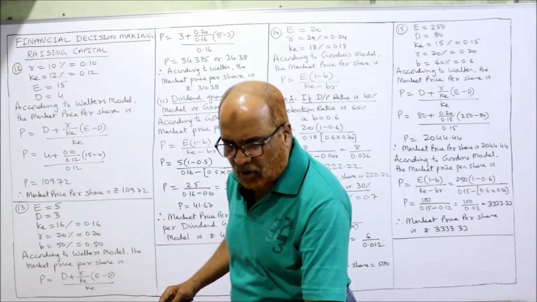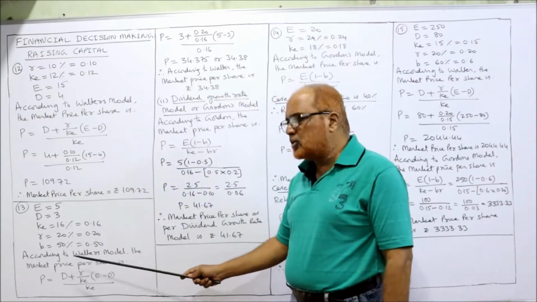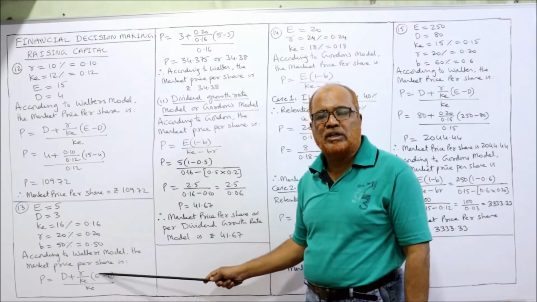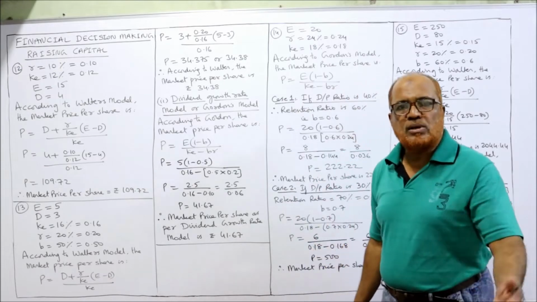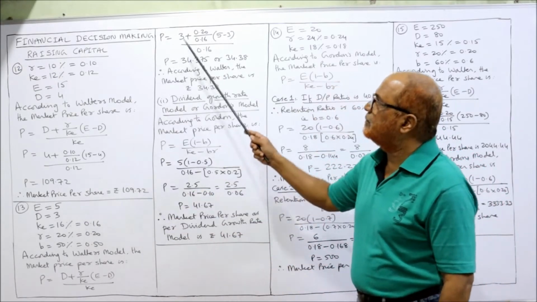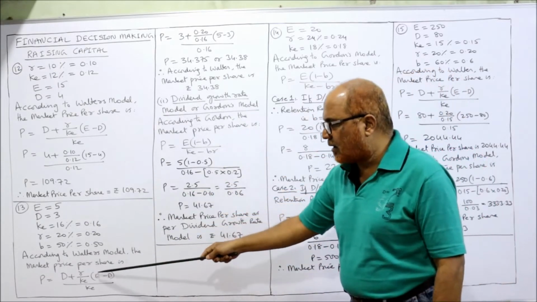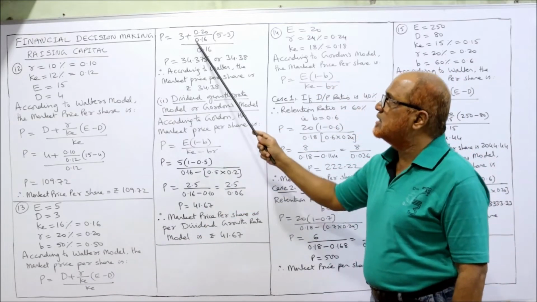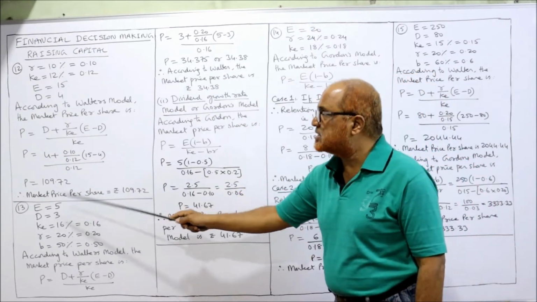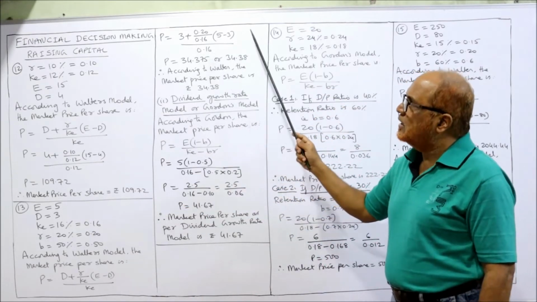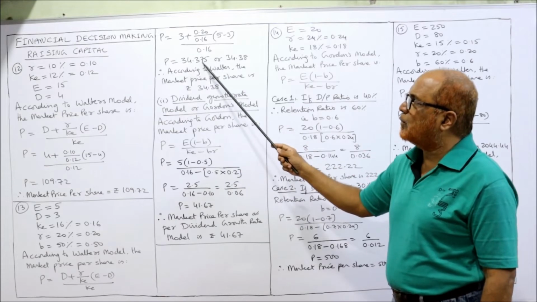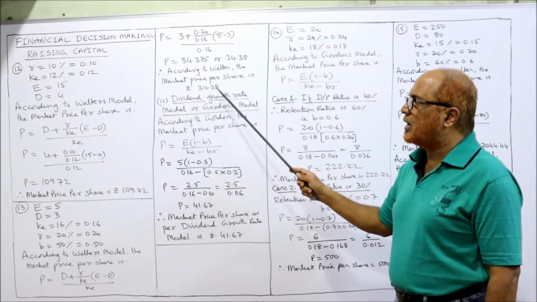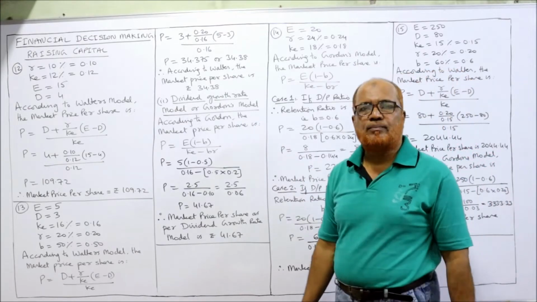First we apply Walter's formula. According to Walter, the market price per share P is equal to D plus R by KE into E minus D, divided by KE. Now substitute. How much is our D value? 3. And R is how much? 0.2. KE is 0.16. E minus D, 5 minus 3. Divide by 0.16. Now reverse calculation, you will get 34.375 or you can write 34.38. So according to Walter, the market price is 34.38.